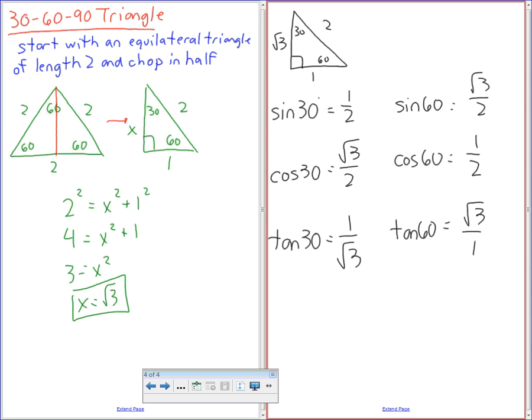Now again, these proofs aren't horribly complicated. The thing you have to remember is what I printed in blue in both cases. For the 45, 45, 90, take a right angle, take a square, chop it in half. For the 30, 60, 90, take an equilateral triangle, chop it in half.